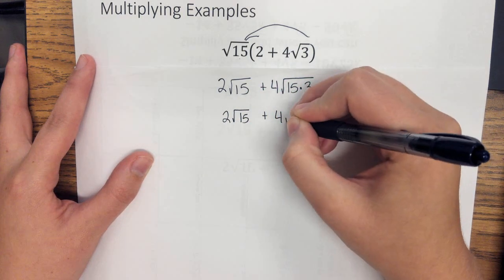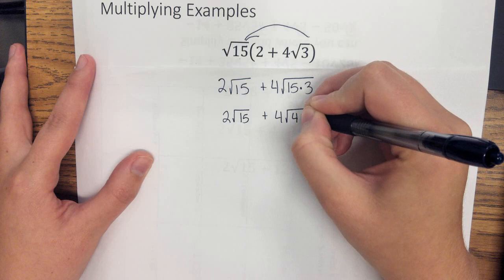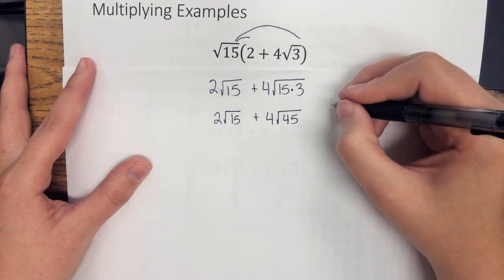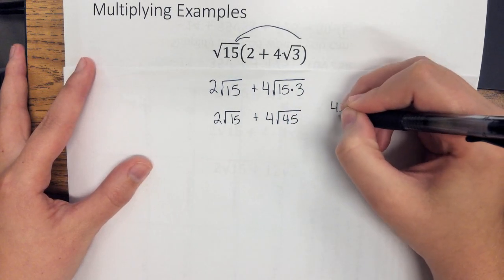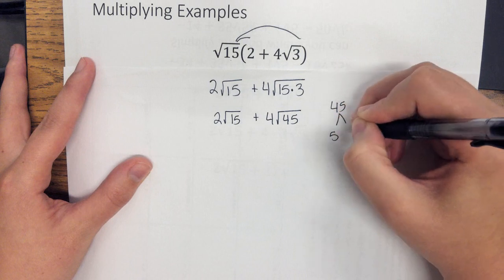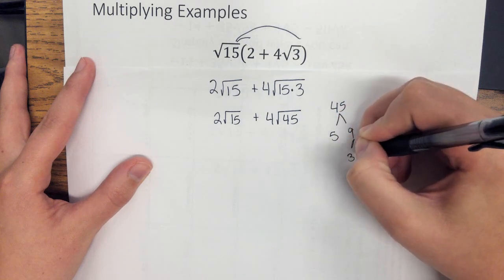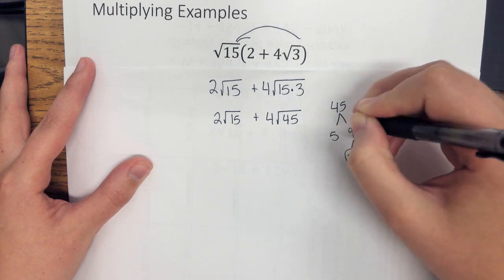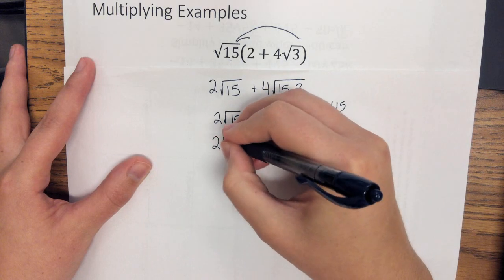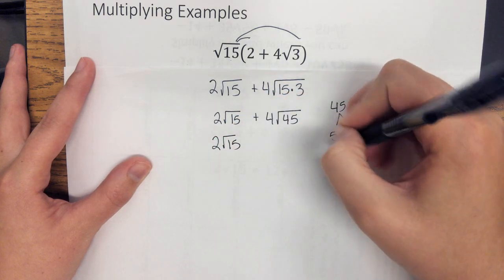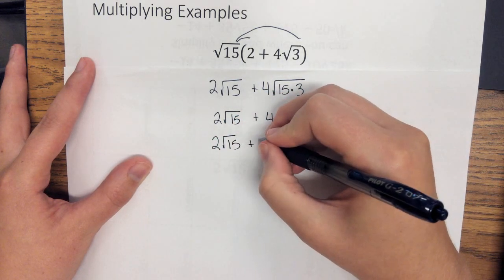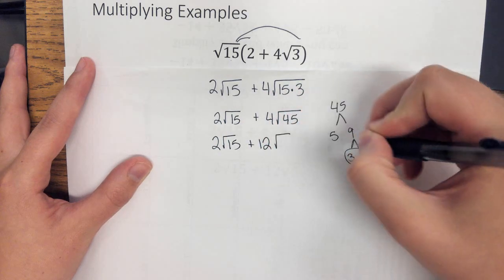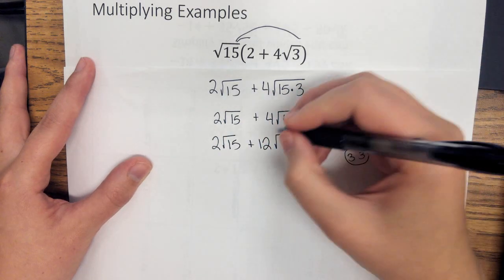15 times 3 is 45. So let's see if we can simplify the square root of 45. Which you know is 5 times 9. 9 is 3 times 3, so I have a pair of 3's to pull out and a 5 to stay underneath. So that 3 is going to get multiplied by this 4 to make 12. And this 5 that's by itself has to stay underneath.